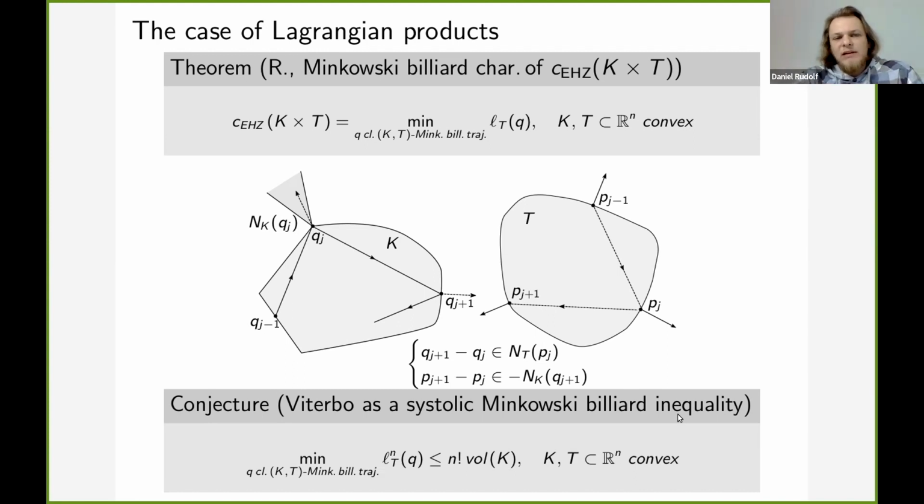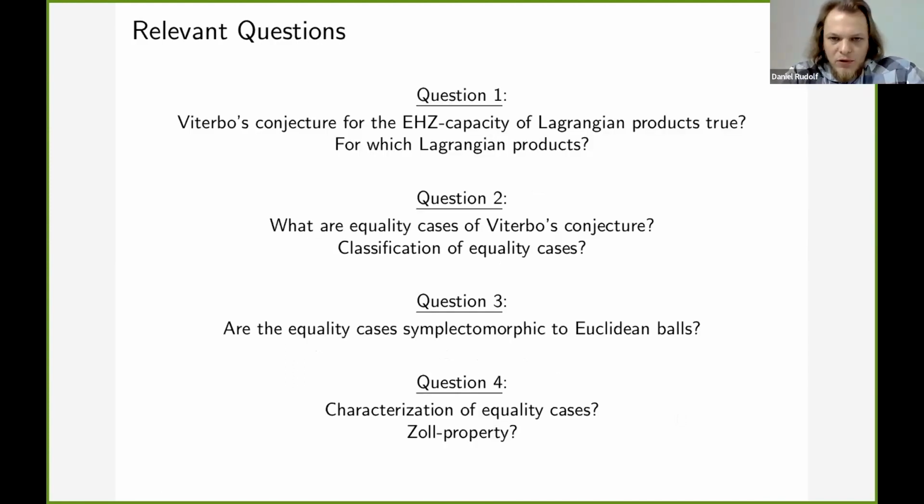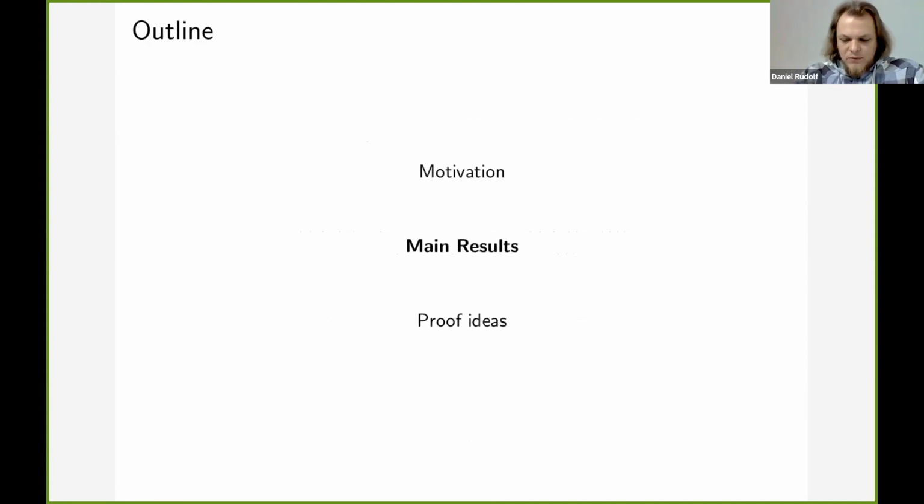Okay, based on these related conjectures, one can ask the following four questions, which will be of importance for the following. The first question: is it possible to prove Viterbo's conjecture for certain Lagrangian products? Second question: what are the equality cases of Viterbo's conjecture, or is it possible to classify them? The third question would be, if one has equality cases, are they symplectomorphic to Euclidean balls? And the fourth question would be, is it possible to characterize the equality cases in a certain sense? And this will lead us to the Zoll property. So let me start with the answers to these questions in the part on the main results.